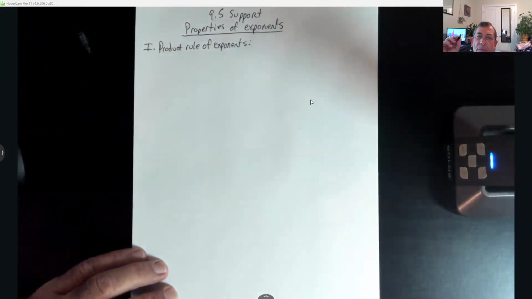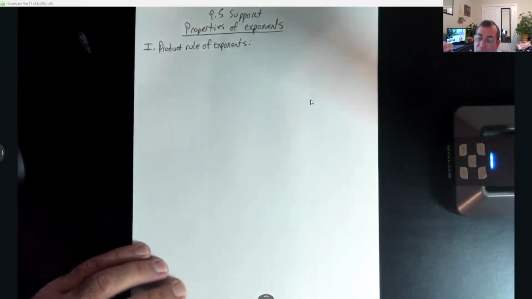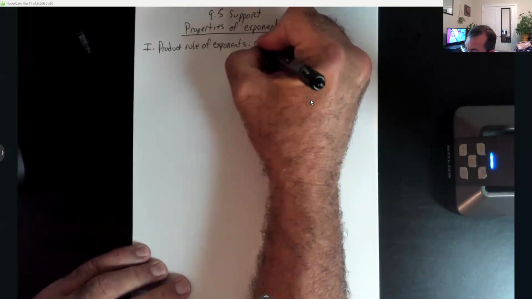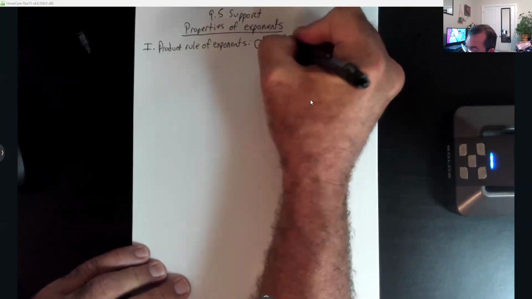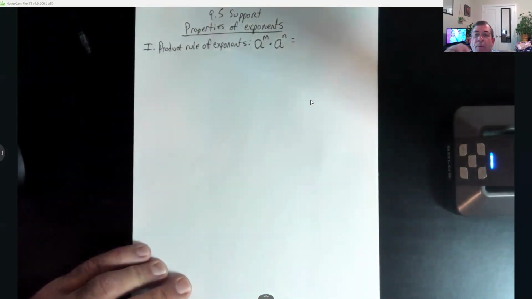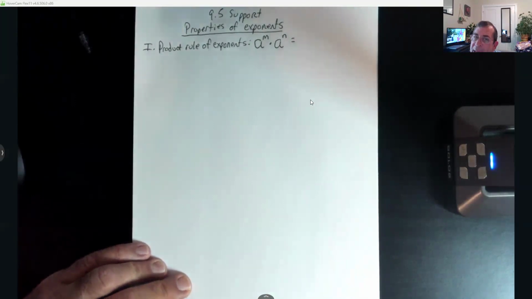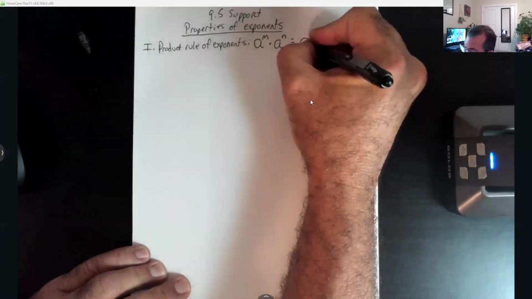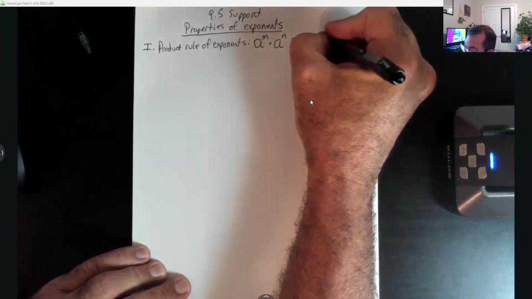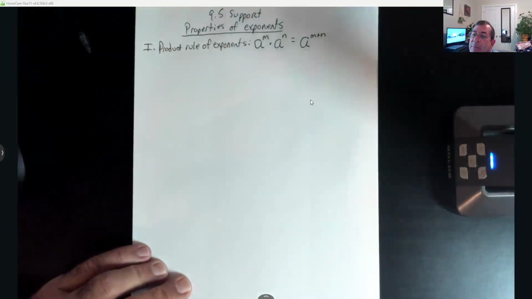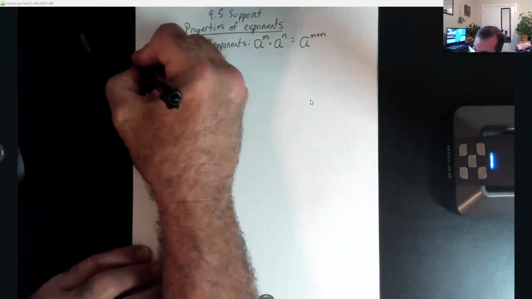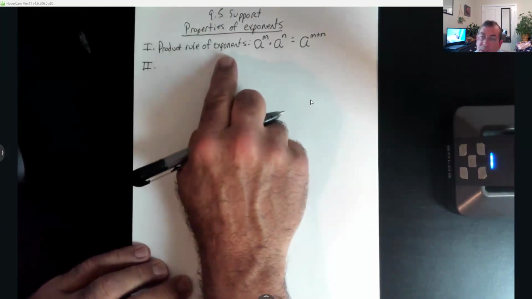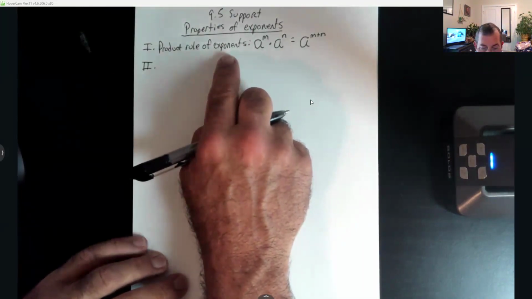So the product rule of exponents tells us what we do when we're multiplying variables. So if we had a to the m times a to the n, well, if you're multiplying variables, we add the exponents. So this will become a to the m plus n. So an x squared times an x to the third, we would add 2 plus 3 and get x to the fifth. Okay, so we use that a lot when we was multiplying and FOILing, okay?